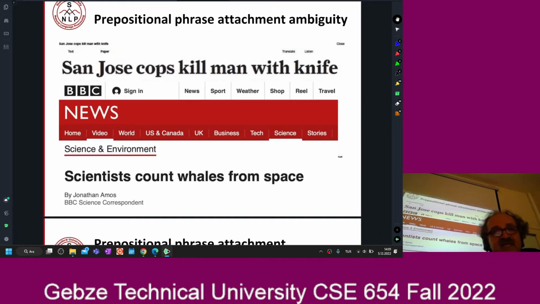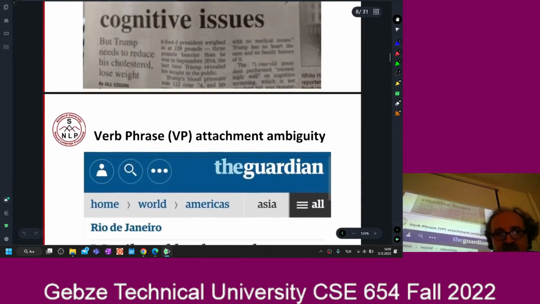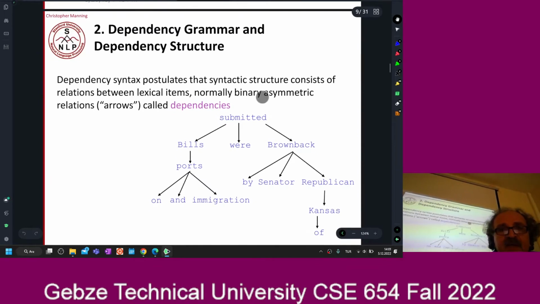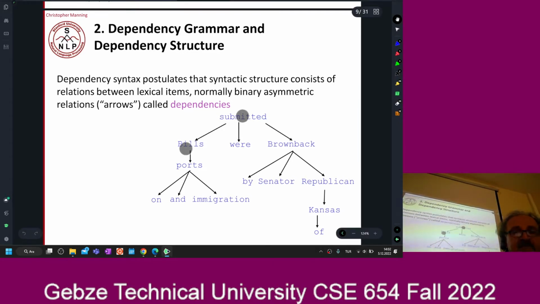If the sentence is ambiguous, of course, there would be different types of connections, and ambiguities will be there. We are not going to solve the ambiguity problem. We looked at those before, so I'm going to skip them. The second way of looking at the sentence structure is dependency grammar. We say that syntactic structure consists of relationships between lexical items, and normally binary asymmetric relations. It's binary: there is a relationship between these two.